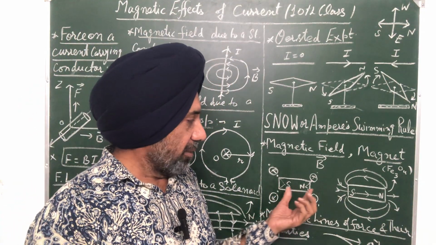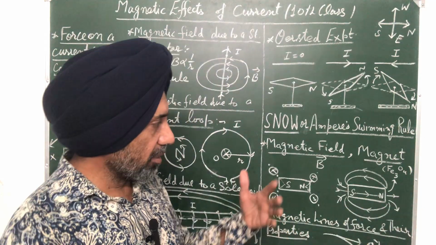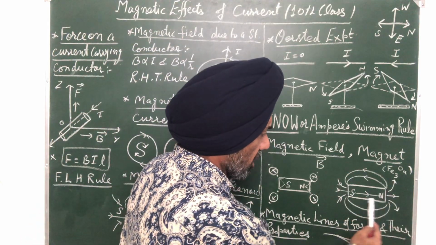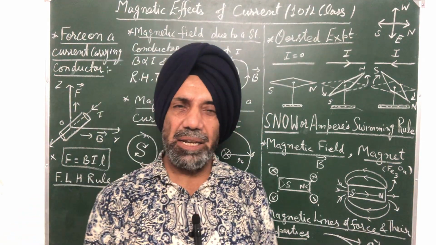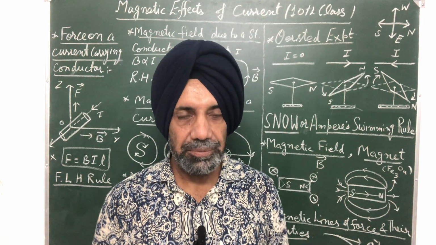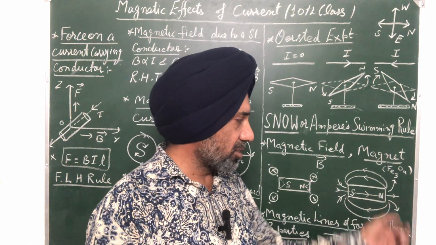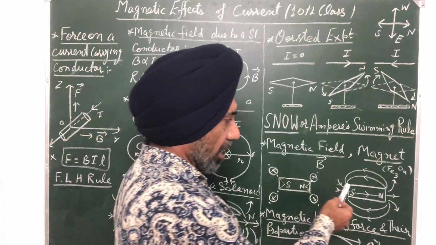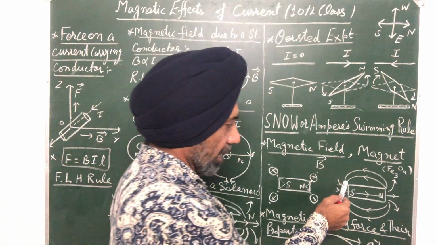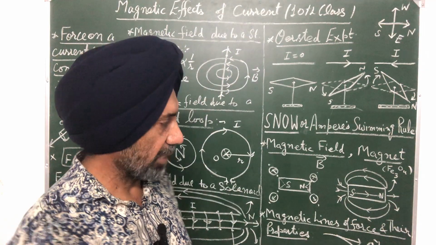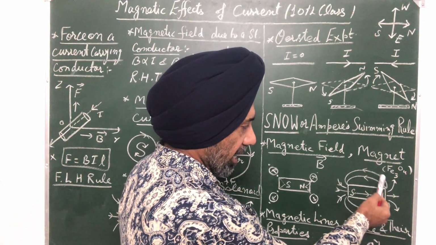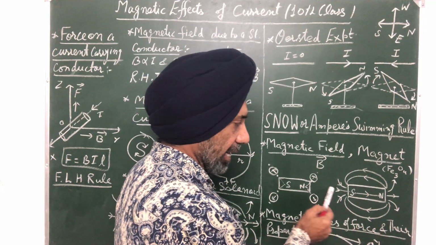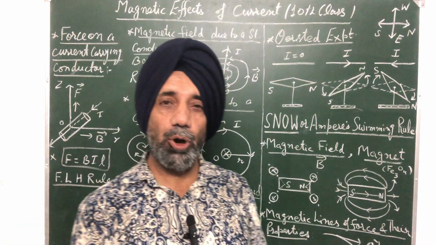So what are the magnetic lines of force produced by a bar magnet? To understand magnetic lines of force, it is an imaginary continuous curve which always starts from the north pole and comes to the south pole in the outer field of the magnet, and from south to north inside the magnet, as shown in this figure. So magnetic lines of force will be like this: north to south in the outer region, and inside south to north. They form closed loops.